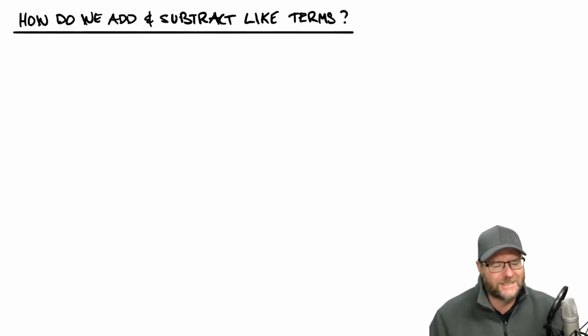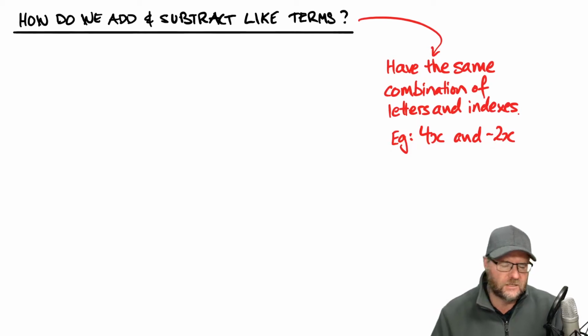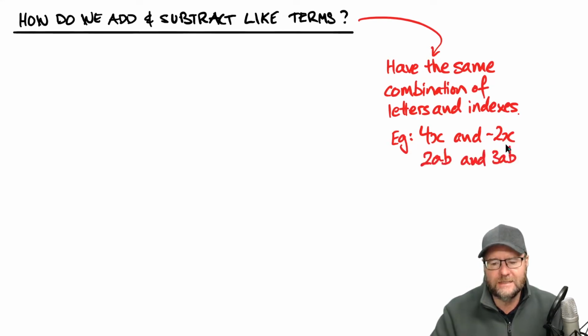How do we add and subtract like terms? Well, in the previous video, we talked about the fact that like terms are terms of an expression in algebra that have the same combination of letters and indexes. So 4x and negative 2x both have the x's, so we say they are like terms. 2ab and 3ab are also like terms, okay? They've got the same combination of letters, ab and ab.